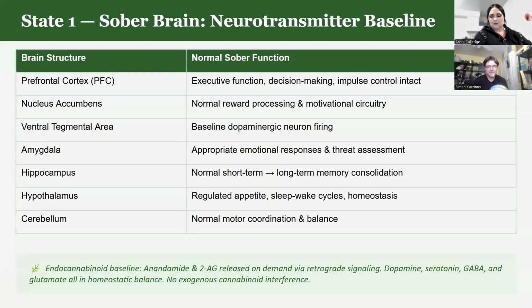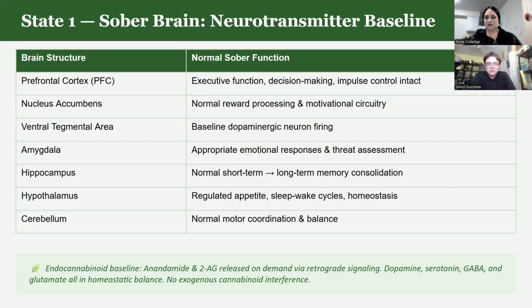I went over this already a little bit, but we'll go into more depth. The sober state, like I said, is homeostasis, balance. The prefrontal cortex is handling executive functioning, impulse control, and planning. The nucleus accumbens and ventral tegmental area are doing their normal jobs in the reward circuit without any external manipulation.